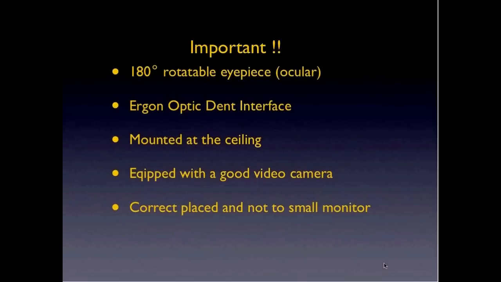But after some time, it takes just too much time to move it. Your office may be too small, it's difficult to get through the door, and it takes some time to adjust it. So after some time, you don't move it anymore. And that's a pity. It's much easier to have it mounted at one single unit and you move the patient, which is much quicker. Then you should have it equipped with a good video camera, because without a video, it's only half the use, the advantage you have with a microscope.